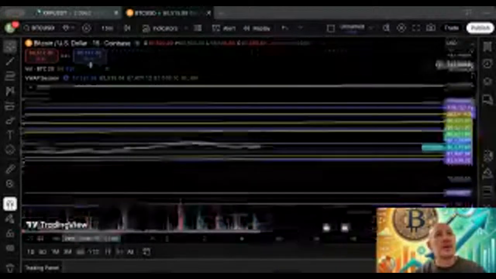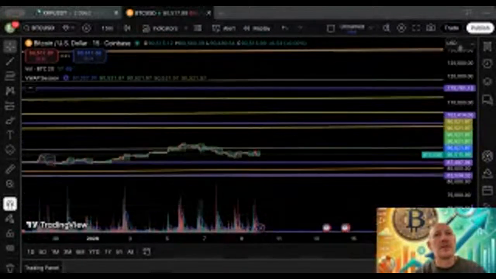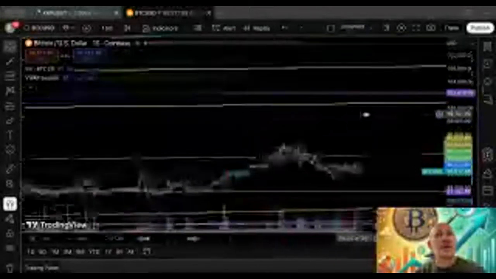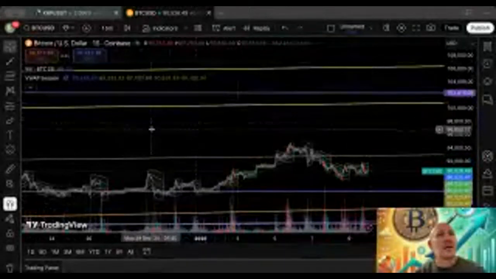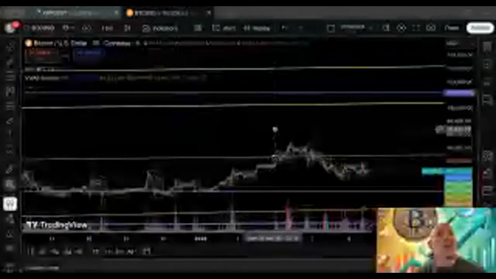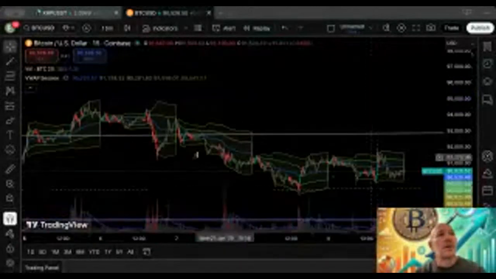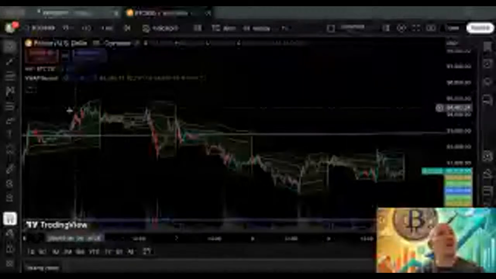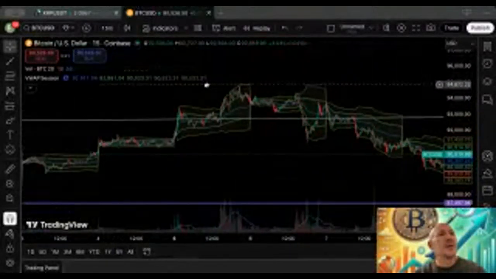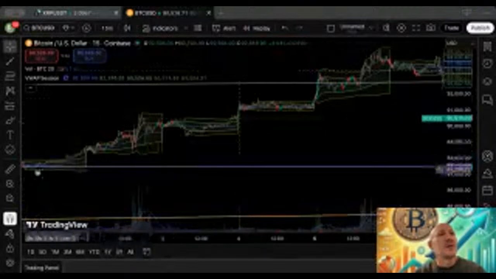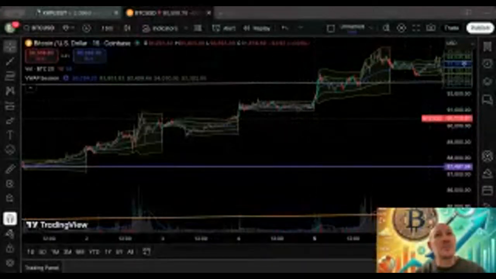So here is the 15-minute chart. Let's take a look at it real quick. So this was the last big pump. Just stepped up, stepped up, stepped up.